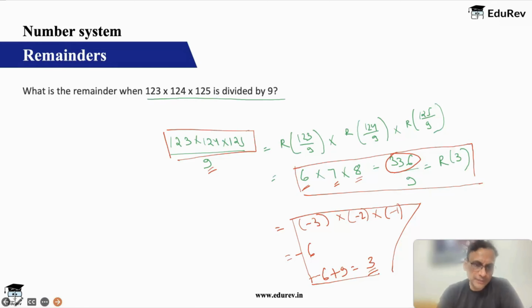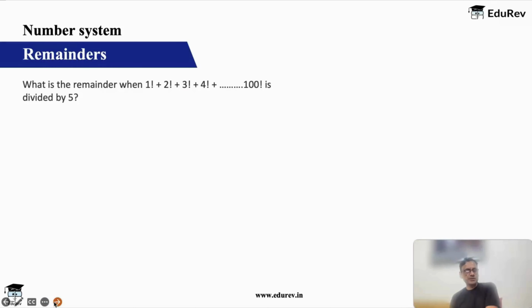Okay, fine. Let's look at this question. What is the remainder when 1 factorial plus 2 factorial plus 3 factorial plus 4 factorial up to 100 factorial is divided by 5? How can we not have a factorial based question here? We have done factorial almost in every concept.